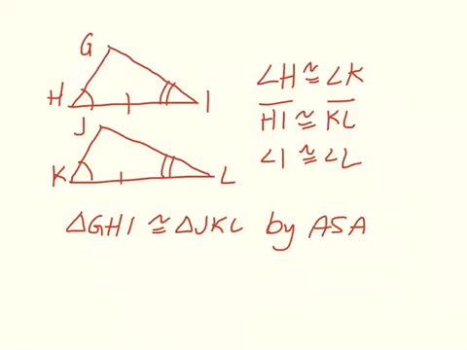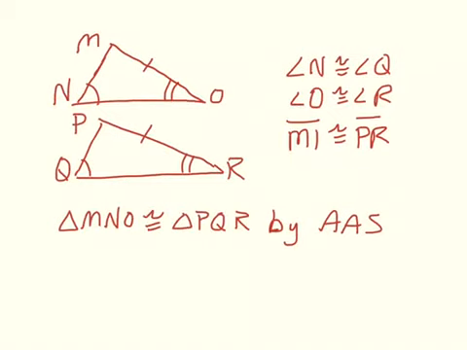This is angle, side, angle, and this side must be in between the 2 angles. To use angle, side, angle, the side has to be in between the 2 angles. Because if it's not, then it is probably angle, angle, side. I have 2 angles and the side that's not in between the 2 angles. This is angle, angle, side. So if I can prove that these 2 angles and these 2 angles and these 2 sides are congruent, then the 2 triangles are congruent by angle, angle, side.